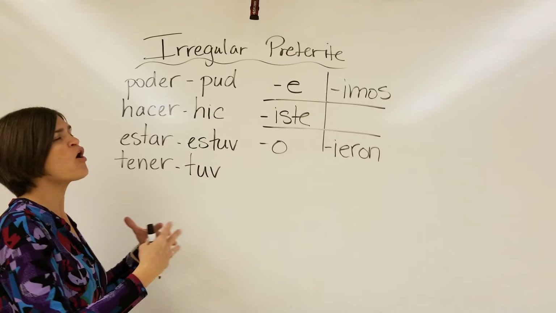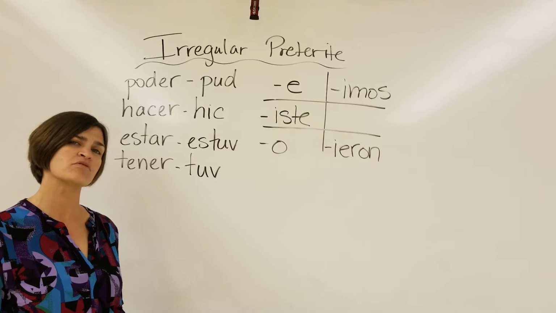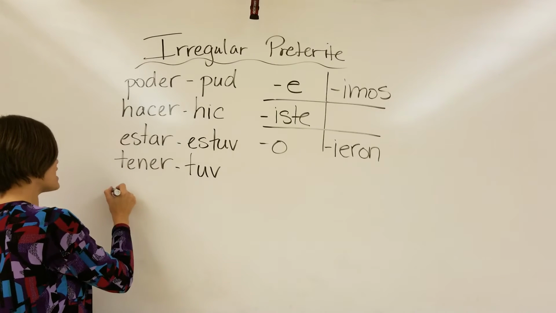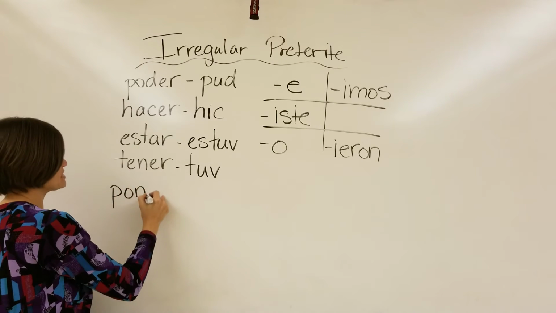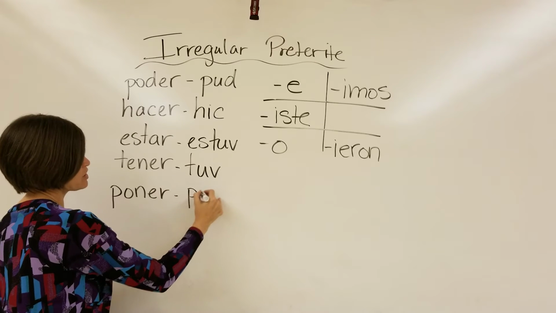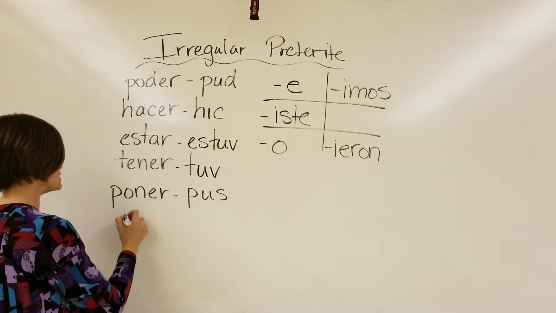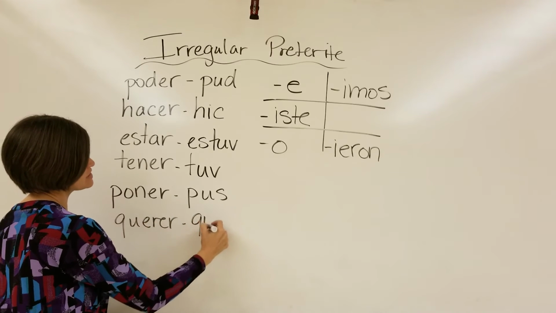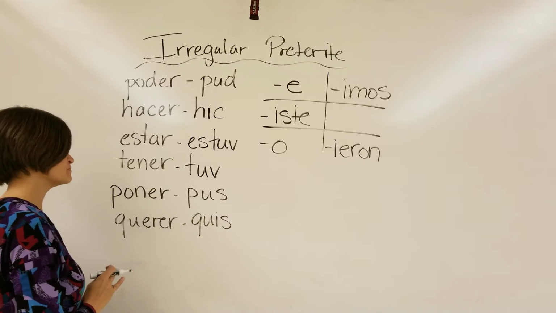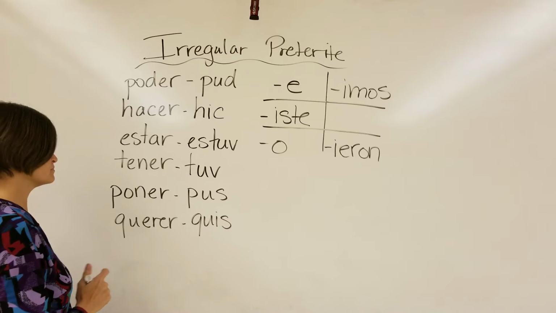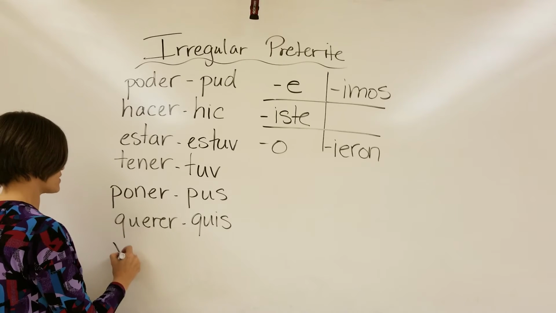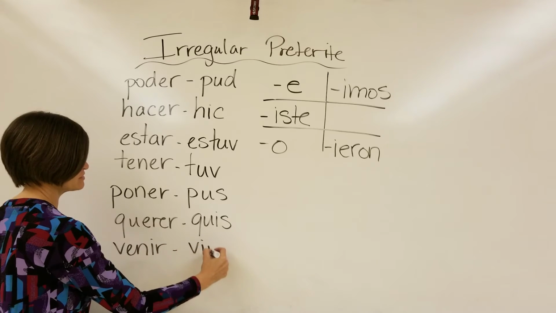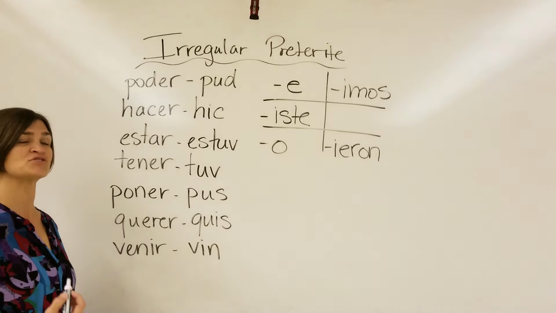But we'd love to know all of the irregular preterites, so there are a few that we need to add in this chapter. We did briefly add the stemmy for poner, which was pus. We did briefly talk about the stemmy for querer, which is quis. We did not talk about the stemmy for venir, which is vin. So now you know.